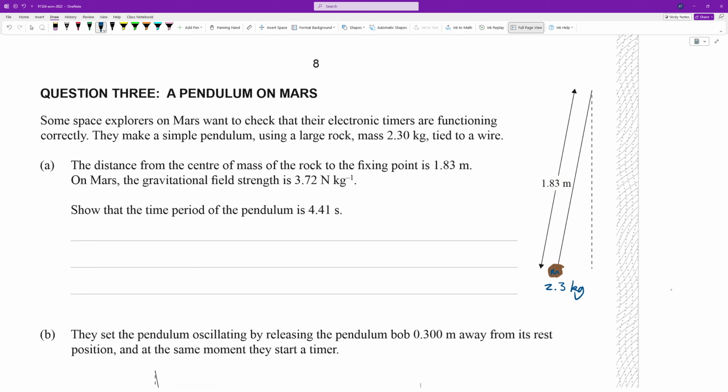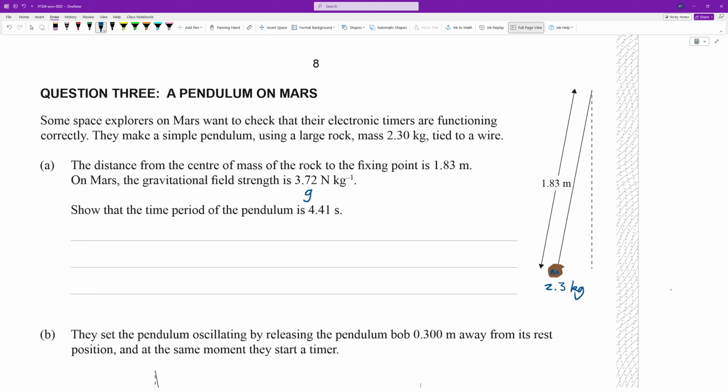And we're told the gravitational field strength, g, is 3.72. If this was a pendulum on Earth, we'd take it as 9.81. Here on Mars, it's 3.72. Show that the time period of the pendulum is 4.41 seconds.